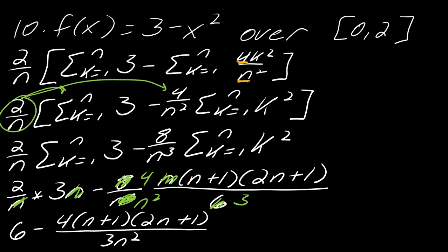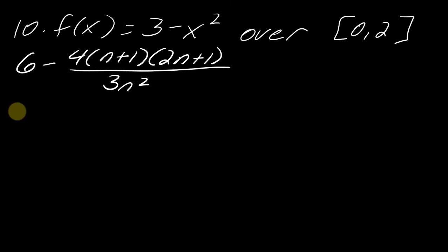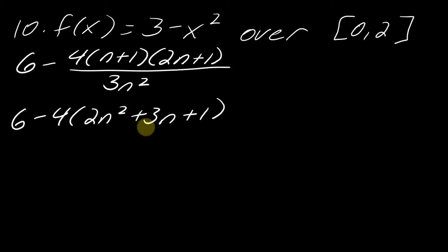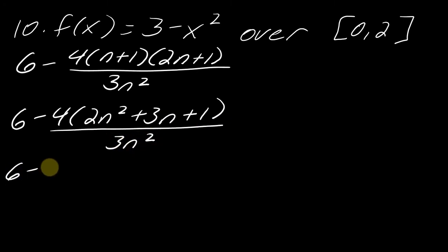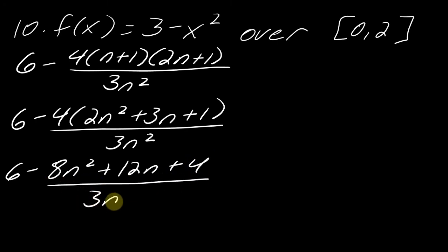I have to continue working out the top here. So let's clear some space. All right, so now let's FOIL out the top and multiply it all together. So this comes out to 2n squared plus 3n plus 1. And now I'm going to distribute in the 4. So I have 8n squared plus 12n plus 4 over 3n squared.